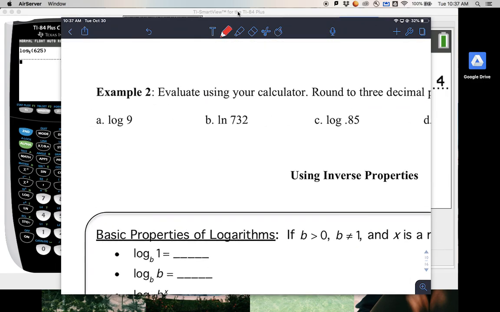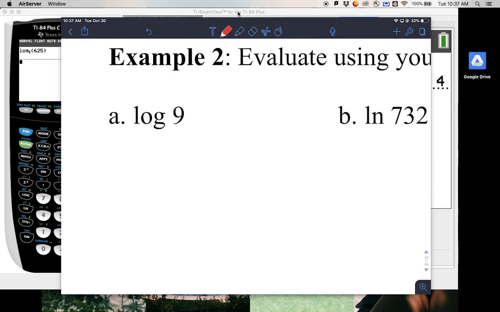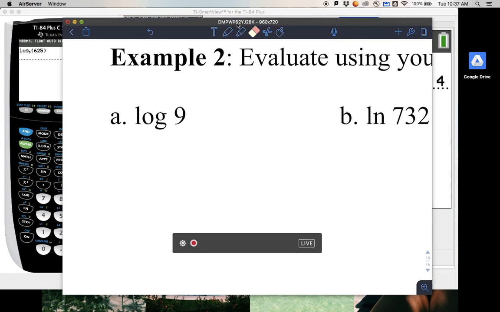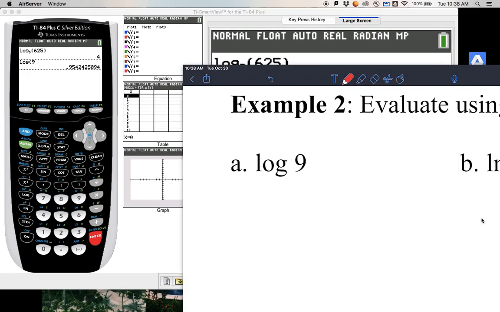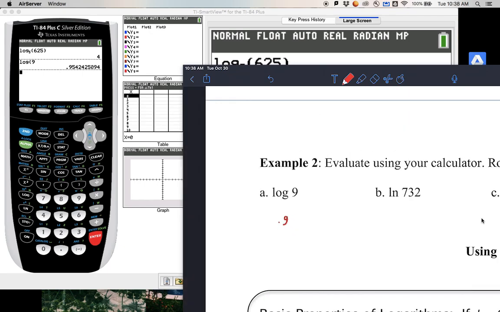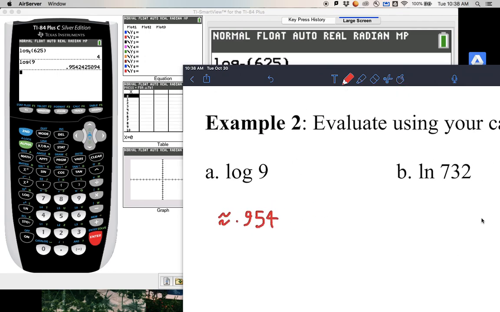So evaluate using your calculator. There are 2 ways you can approach this type of problem. Since this is a common log, it's an implied base 10 right here. We can just take our calculators and hit the log button, log of 9, and then enter, and then it gives you that decimal right there. So we'll write that here. That was 0.9, how many decimal places? 3. So 0.954. And that would be the approximation for that log right there.